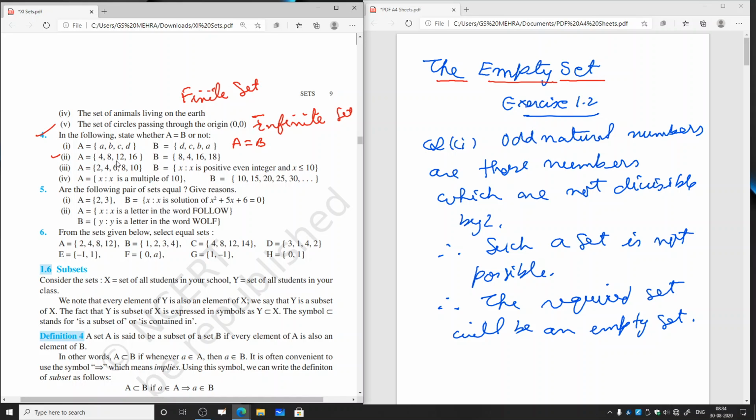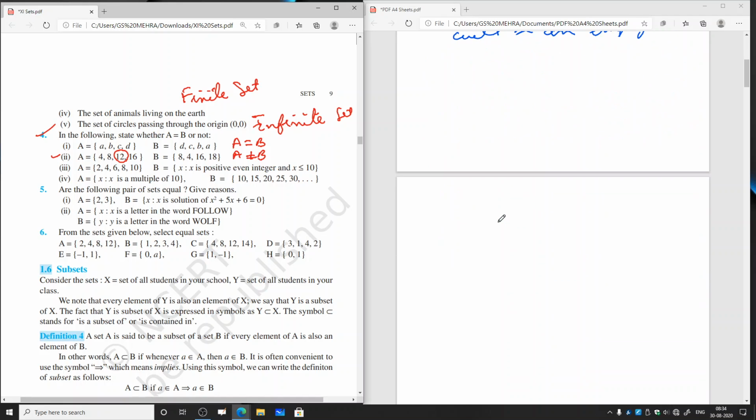Similarly, in first set A, we are having 12. 12 is in set A, but it is not in set B. Therefore, we can say that the two sets are not equal. So, A is not equal to B. So, what you will write? You have to write that since 12 belongs to A, but 12 does not belong to B. Therefore, A is not equal to B. So, here I will write the way it is to be written.